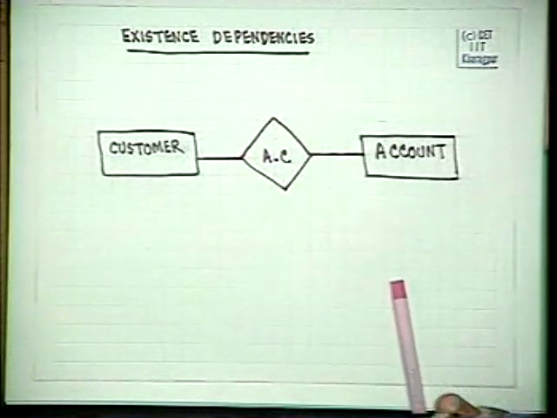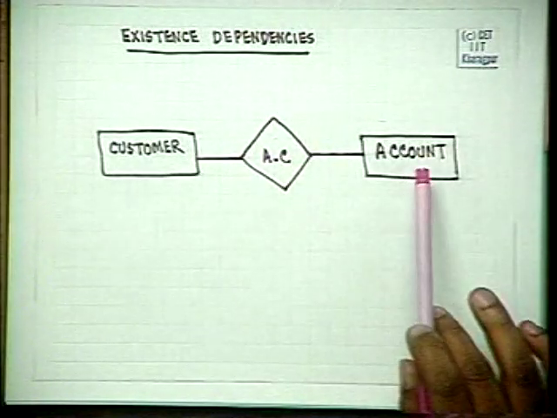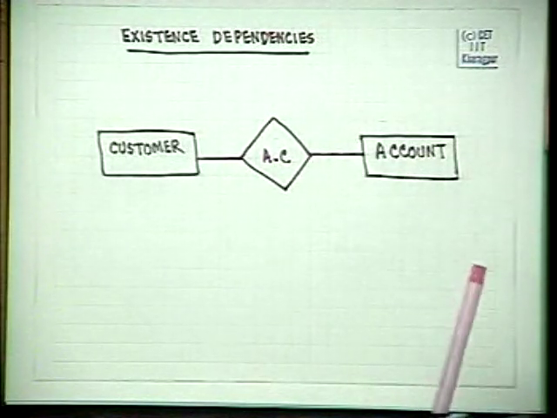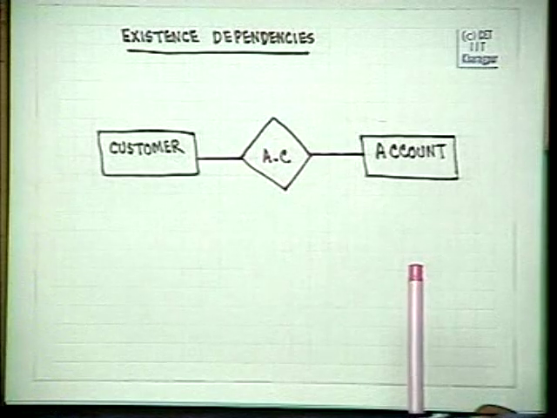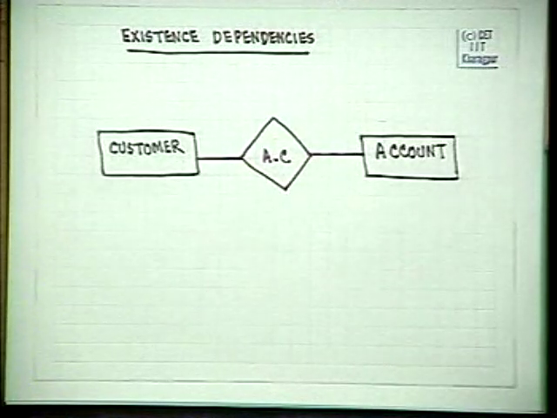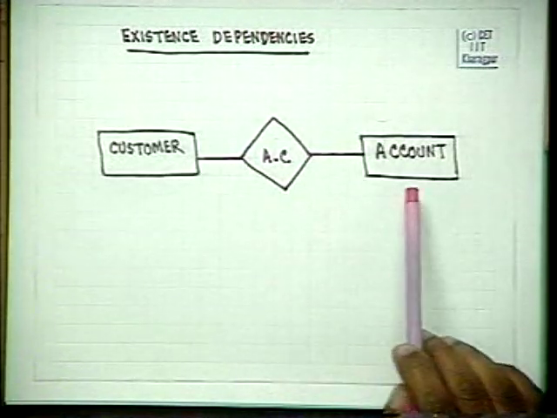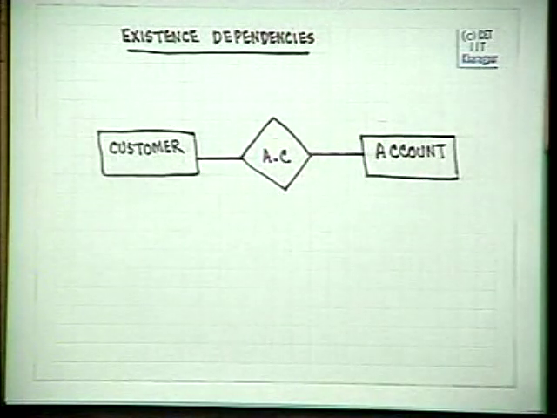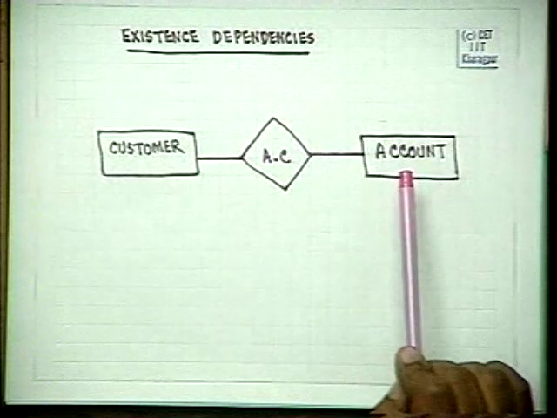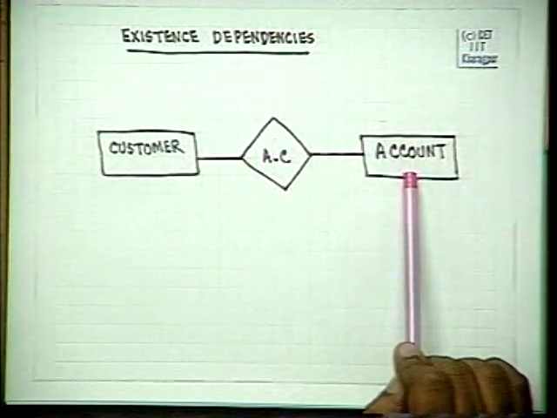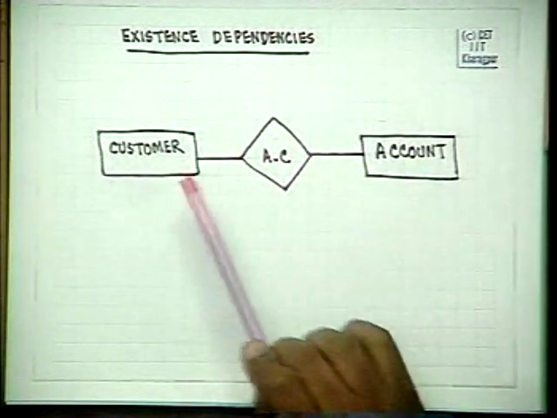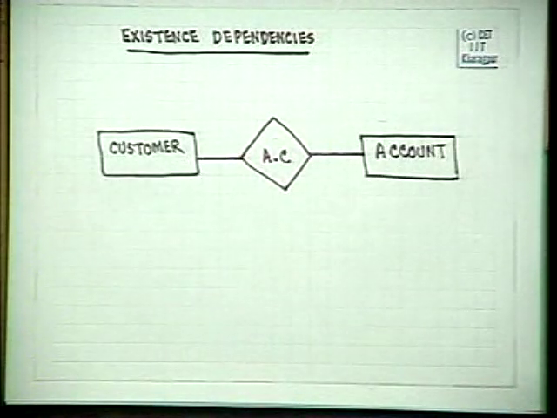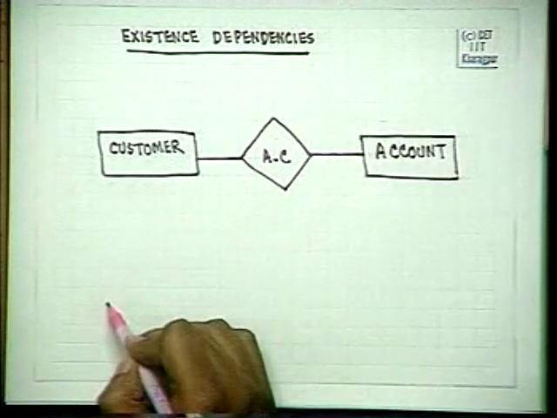Now I want to ensure that an account must be related to some customer. Suppose I want to ensure that. This is one thing we have not been able to do till now. And suppose I want to do that. An account must be related to a customer. Then we say that this entity account is existence dependent on customer.